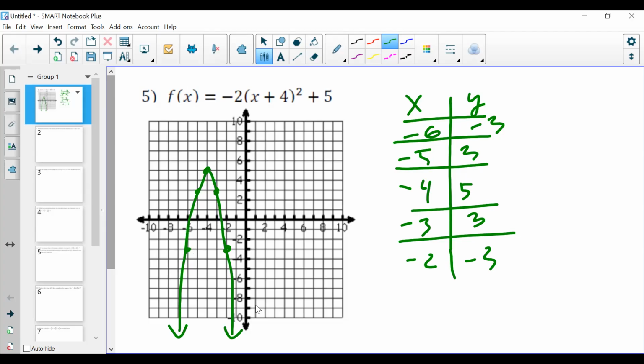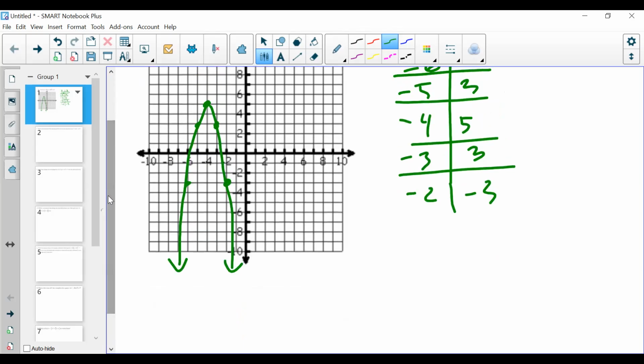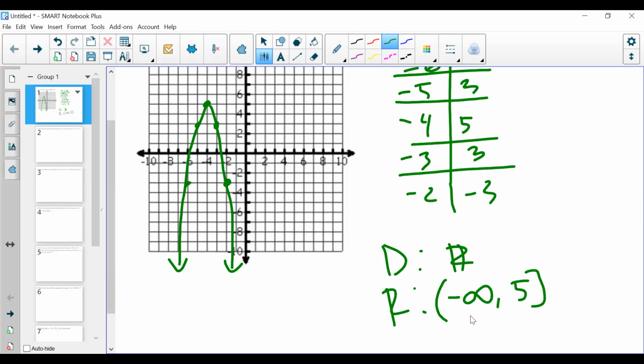This problem also asks us to figure out the domain, range, axis of symmetry, min-max values, and when it's increasing and decreasing. Now that I have my graph, figuring all that out is pretty easy. The first thing is the domain. For a quadratic, your domain is always all real numbers. For the range, we can see from my graph that I'm going from negative infinity all the way up to my 5. So put that in interval notation, just like that.